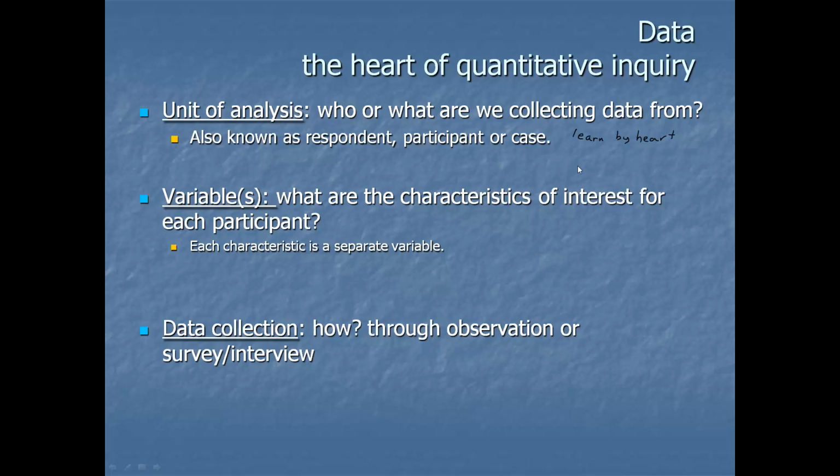And if you're not sure of what the unit of analysis is, you don't really understand what research you're doing, because you don't understand who it is or what it is that you are studying. Variables are the characteristics for each participant. So for each person, for each carrot, for each light bulb, or whatever it is that you're studying. And so it's the characteristics that we're interested in. And for data collection, well, we're either going to be observing, doing a survey, or an interview of some sort.